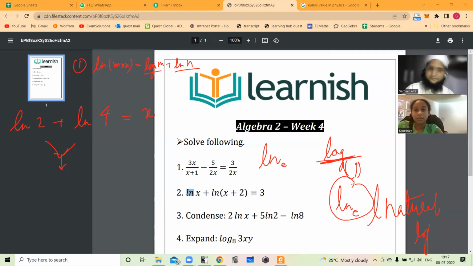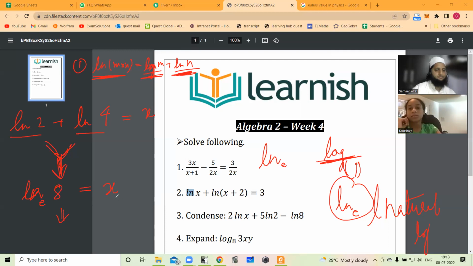So ln of 2 plus ln of 4 can be written as log 2 times 4. Right, that's 8. Ln 8 is equal to x, and the base is e. Now, how can I convert that into exponential form? So it'd be e to the power of x equals 8.